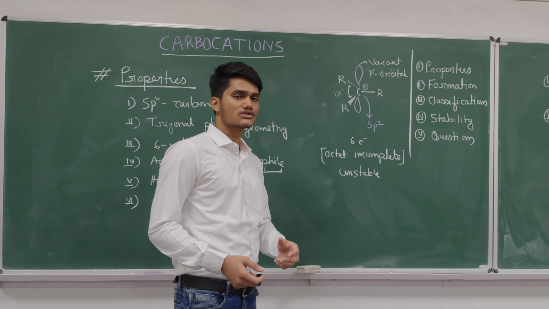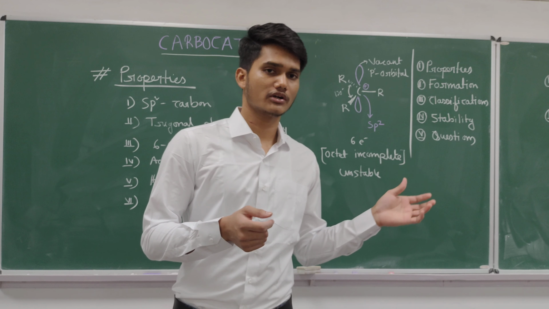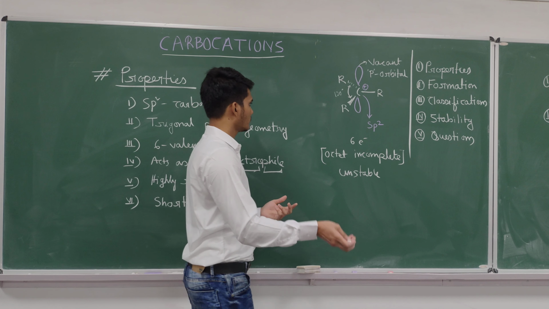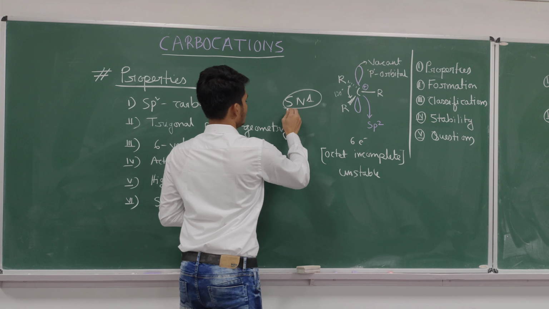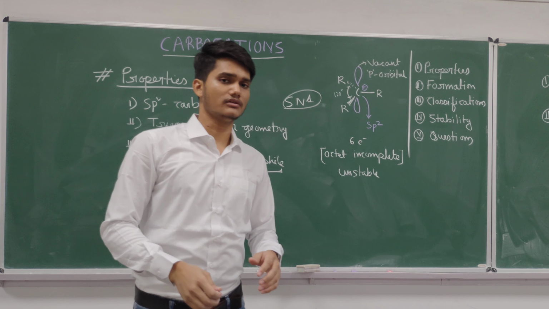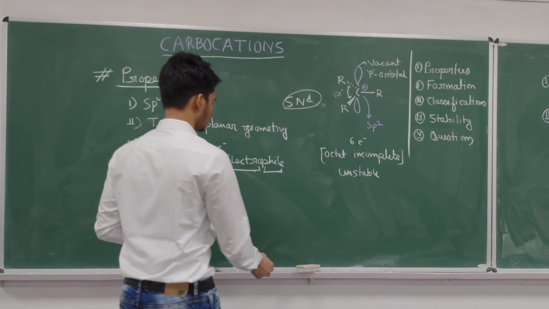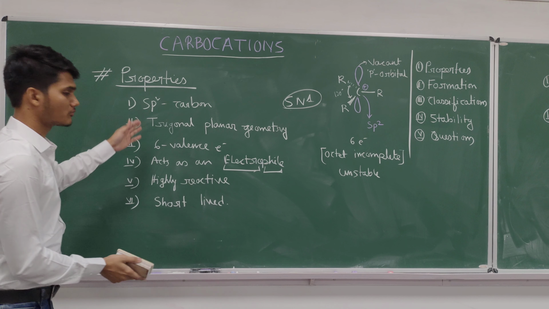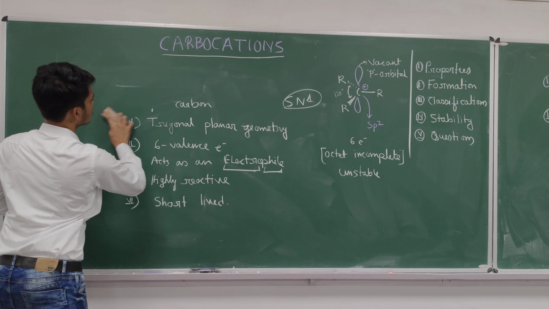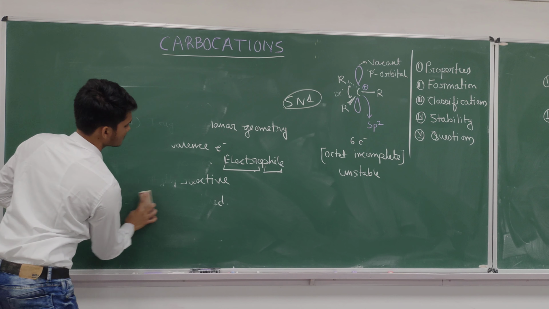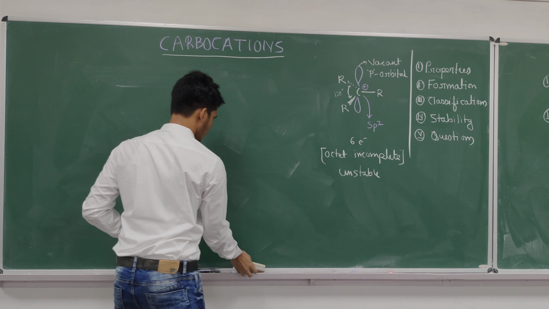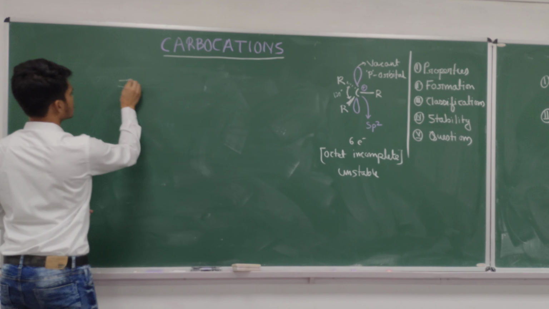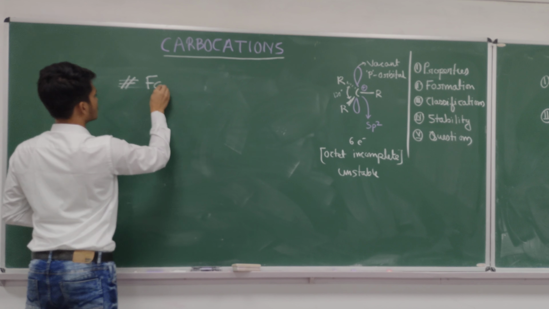So there are several reactions in which carbocation is formed as a reaction intermediate. For example, in the ethanol reaction, we have carbocation as a reaction intermediate. So these are the properties. Now I am going to discuss the formation. There are basically two ways in which carbocation can be formed. So the next topic is formation.